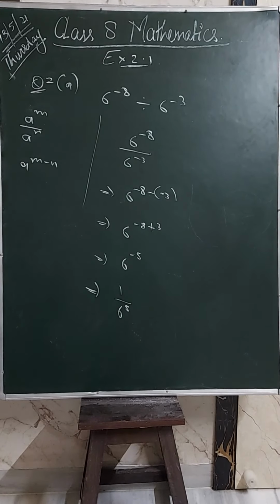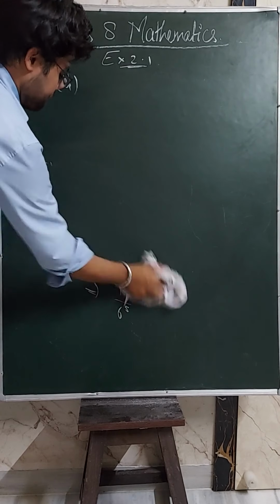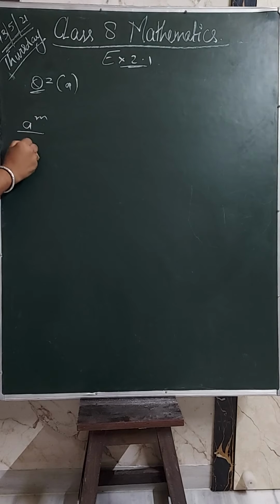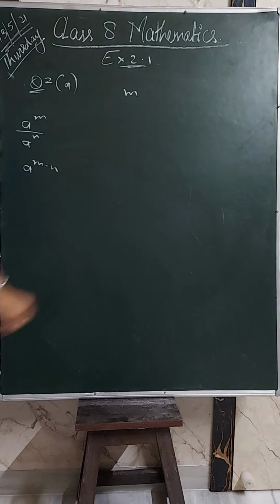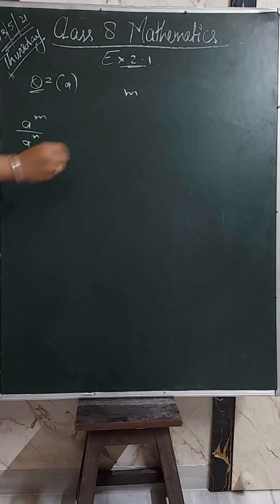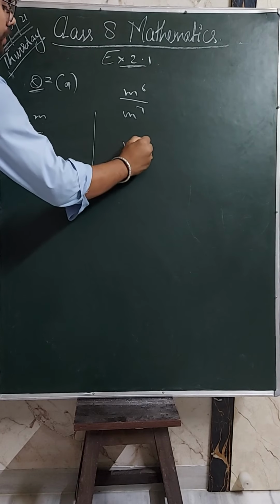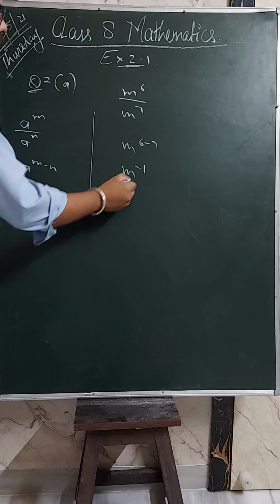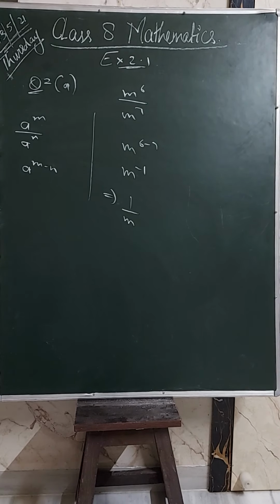Now the second part, m power 6 upon m power 7. Again the same property will be used, a power m divided by a power n, a power m minus n. The power will be subtracted, 6 minus 7, the answer is minus 1. We want the answer in positive form, so we can write 1 upon m also. Both are the same.